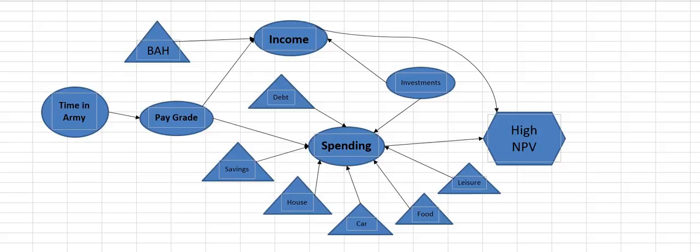The income of a soldier is determined by their basic allowance for housing as well as their pay grade. A soldier's pay grade is affected by the number of years they have served in the Army. All of these factors determine what we examine in the finance calculator.